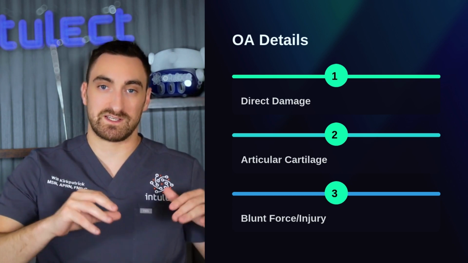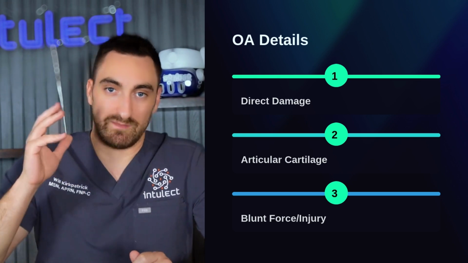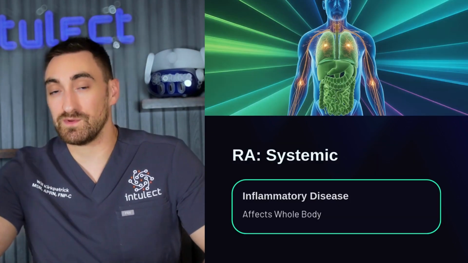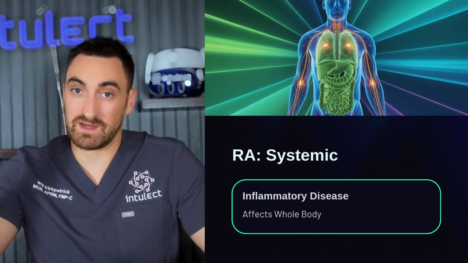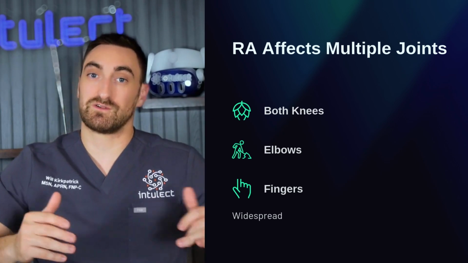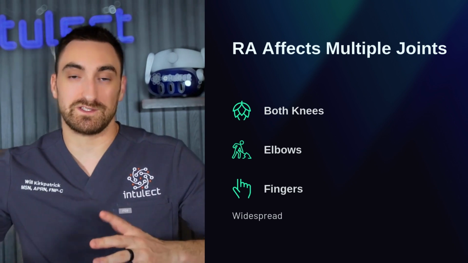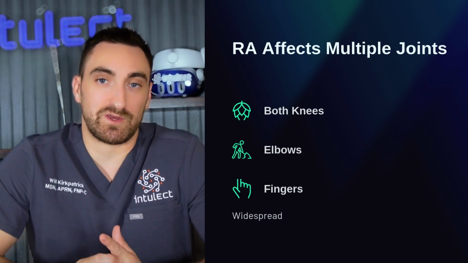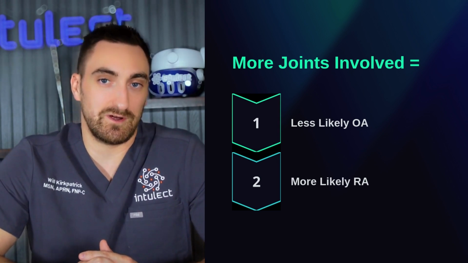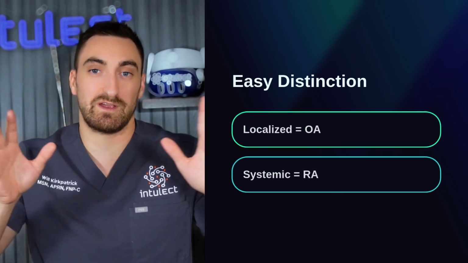That's osteoarthritis because that's talking about articular cartilage in between the joints, and it's related to maybe blunt force or just an injury in general. Versus rheumatoid arthritis, which is a systemic inflammatory disease. So this is all of your joints. It's not just your left knee, it's your right knee and your elbows and your fingers, whatever it is, that's more likely rheumatoid arthritis. And the more joints that are involved, the less likely it's osteoarthritis. So just know that's a very easy distinction for identifying which is which.